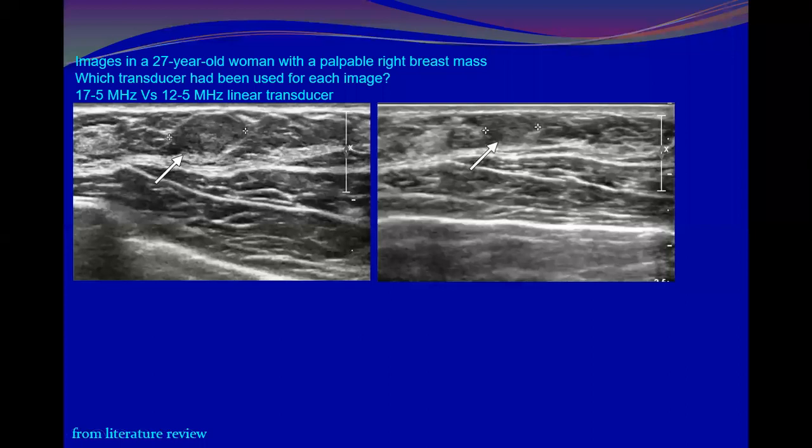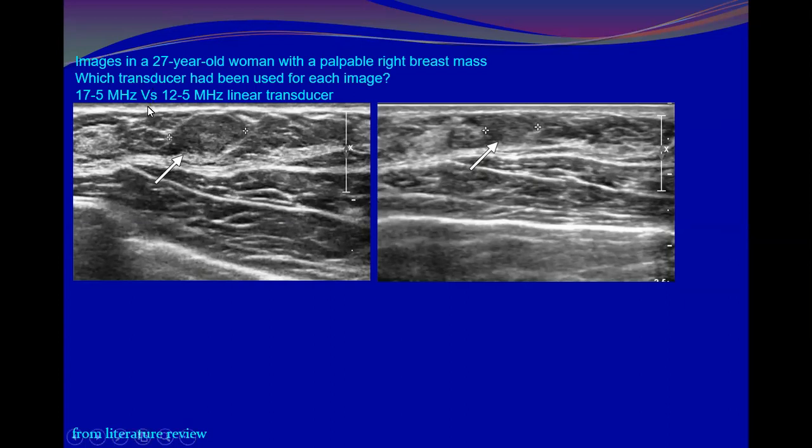Why? Because 17 is more superficial than 12.5. Because the lesion is just beneath the skin, it needs a higher resolution transducer to give more details, and the 17 is a higher frequency. It has to give the better resolution. In this case, yes, you are right, this is the 12.5 megahertz transducer. It looks as if it is questionable. Is it a fat lobule or real lesions or what? But by using a higher frequency probe, it is clearly probably a benign lesion, looks like fibroadenoma, and it was stable on follow-up.